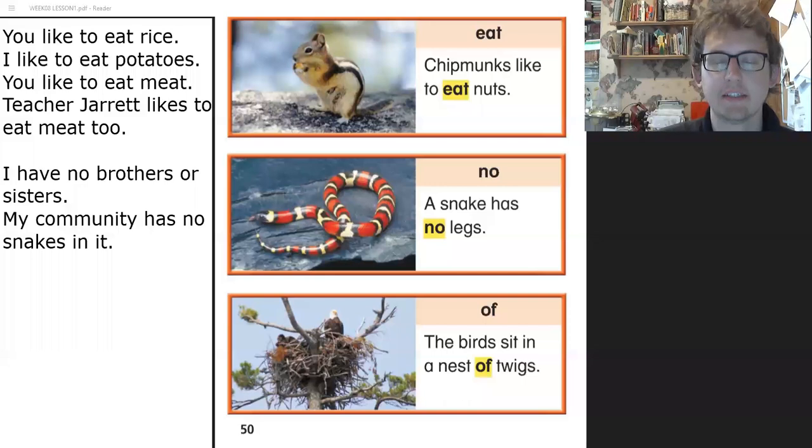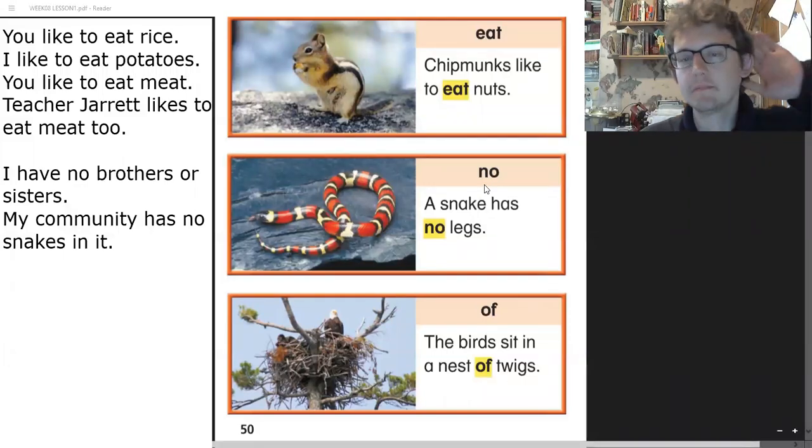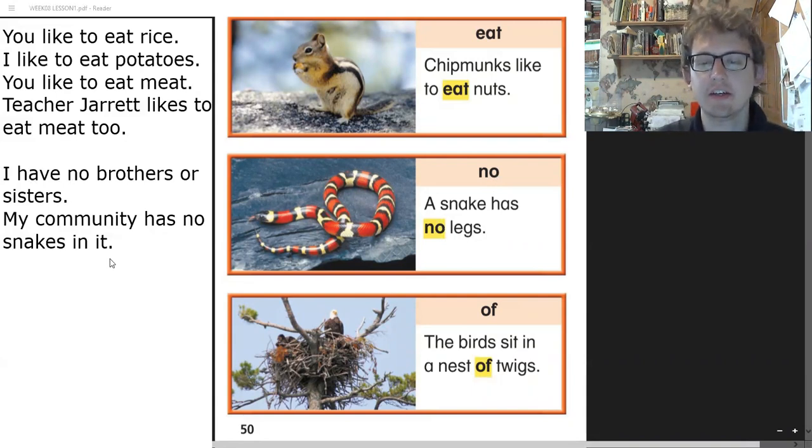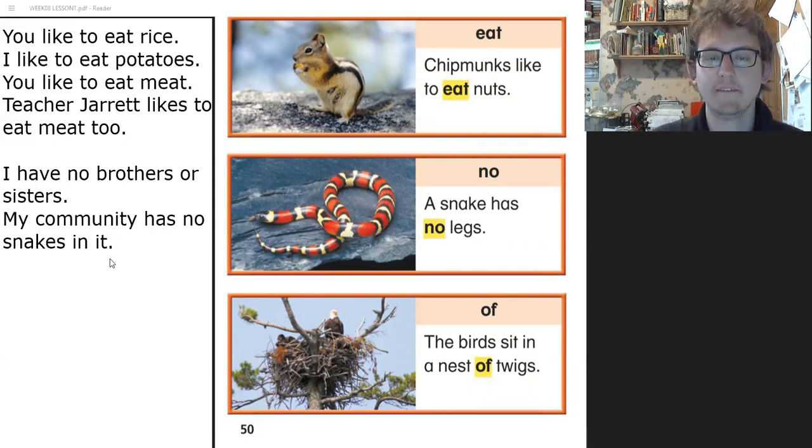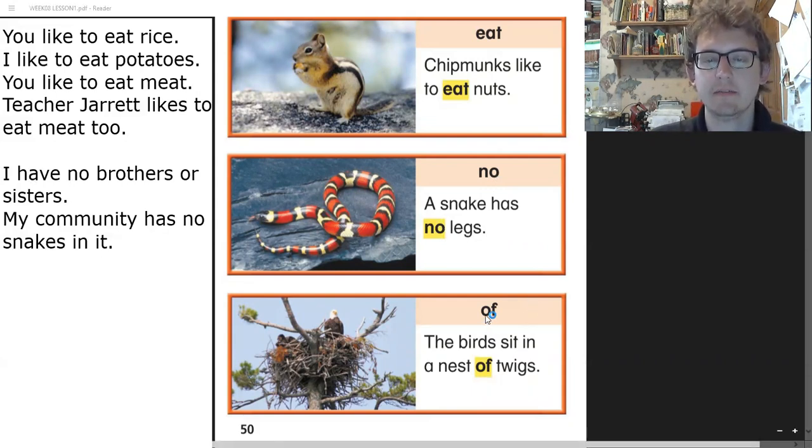All right, let's practice this. No, N-O. A snake has no legs. I have no brothers or sisters. My community has no snakes in it. Okay, very good. Let's go to the next word. The next word is of, O-F. The birds sit in a nest of twigs, okay?